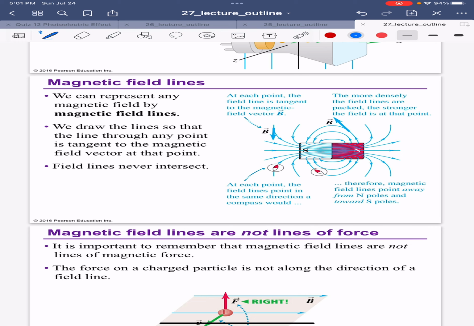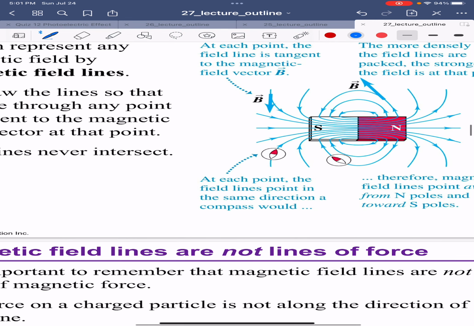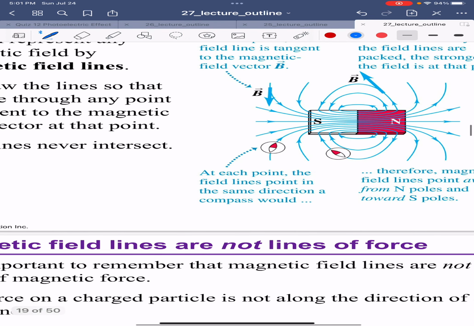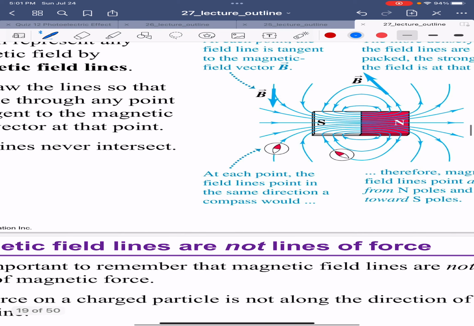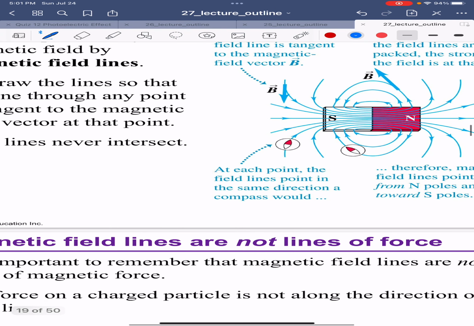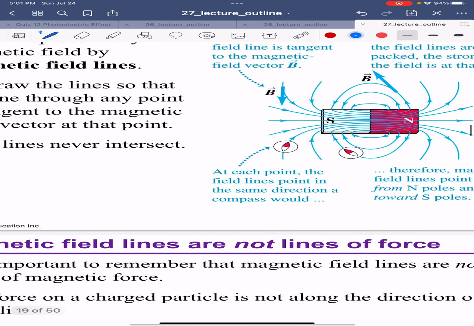We draw the lines so that the line through any point is tangent to the magnetic field at that point. We use an actual situation in the lab. We have the magnet, and we put a compass, and the compass shows the direction, which is from north to south. We put the compass at different positions, and then we connect these.